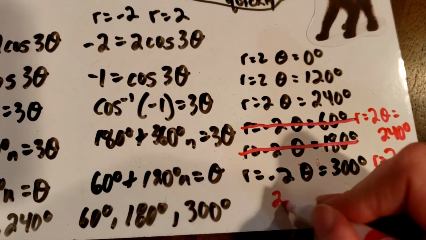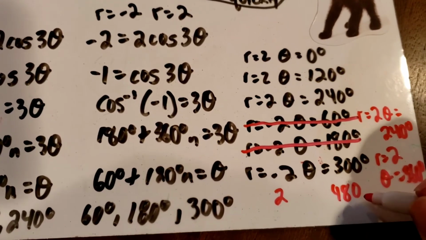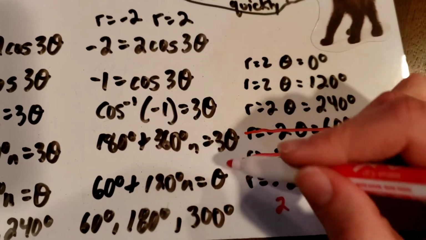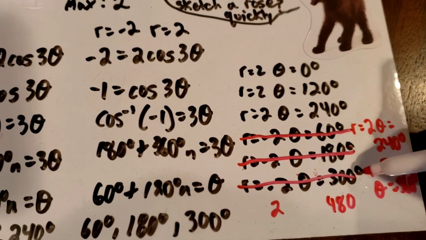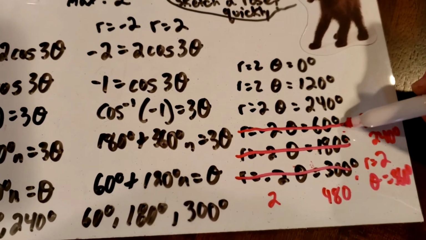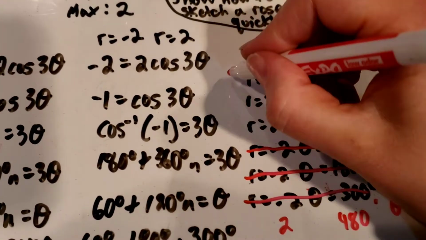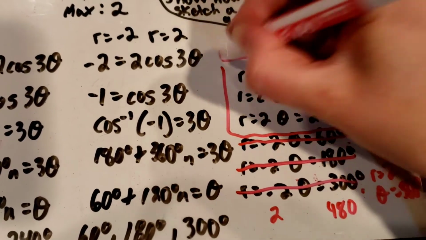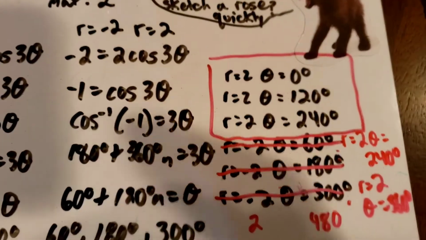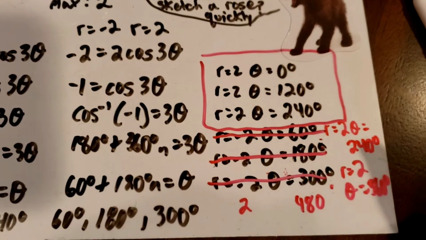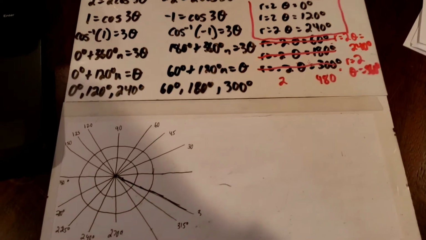Next one, this is 2. This is going to be 480 degrees. 480 degrees is coterminal with 120. This is coterminal with this point. These are not unique points. These are actually coterminal with these 3 points here. So how many points do you have that reach the r equals 2? You have 3 points. So what we would do is graph those 3 points and then make our rows.